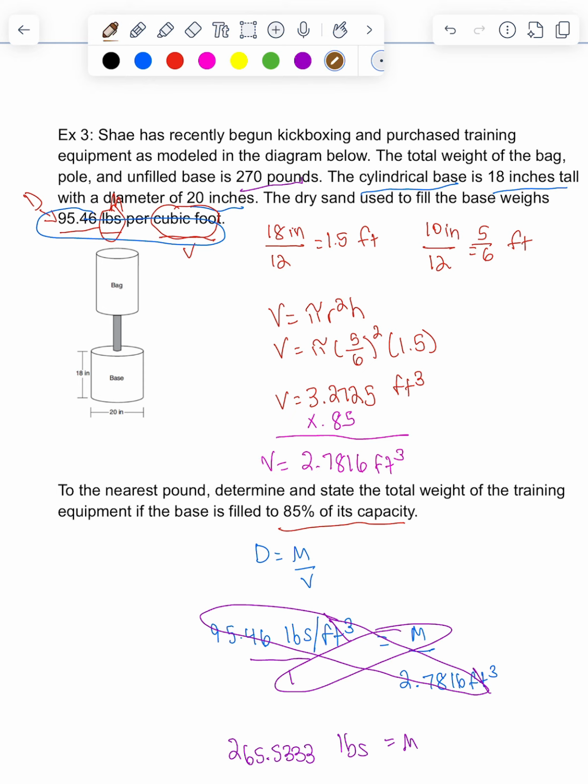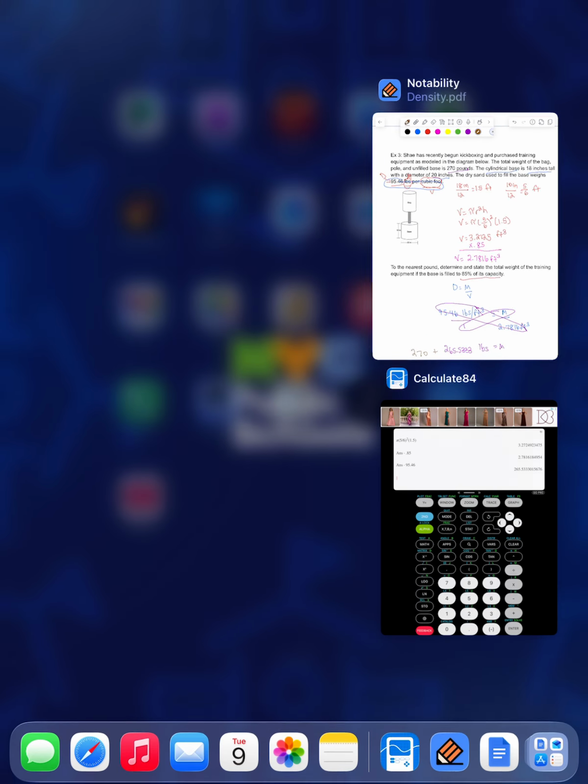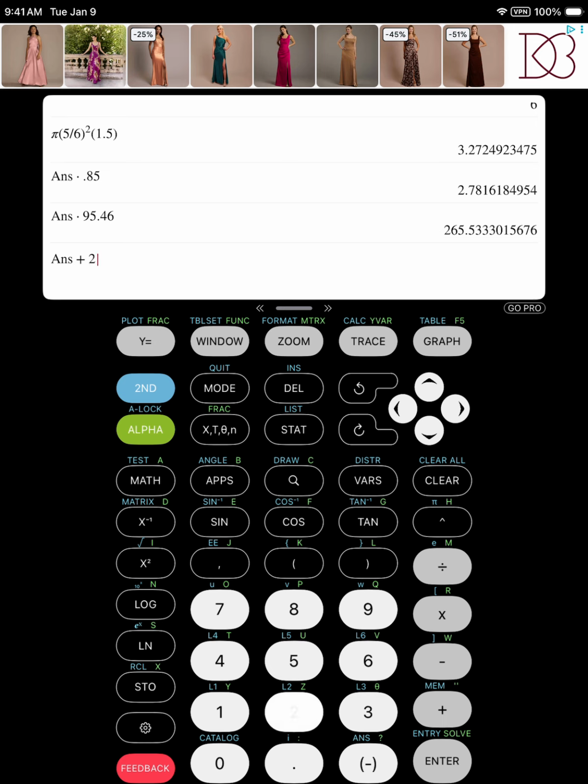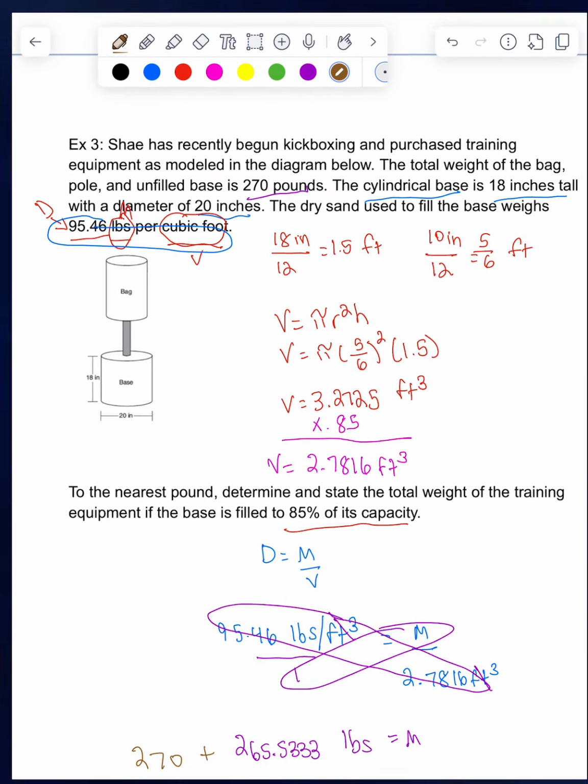But we also have to account for the fact that it weighed 270 pounds when it was unfilled. So I do have to add that back now. And I'm going to make sure I round according to the question. I think it said to round to the nearest pound. So that would be 536 pounds approximately.